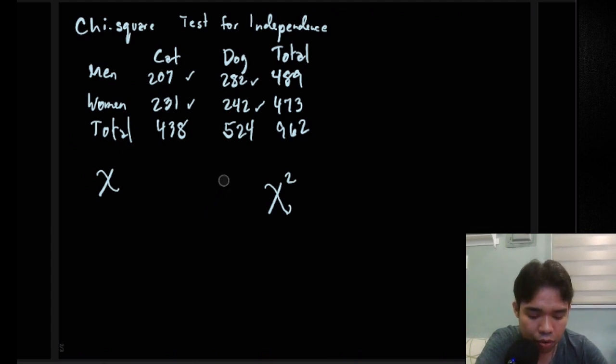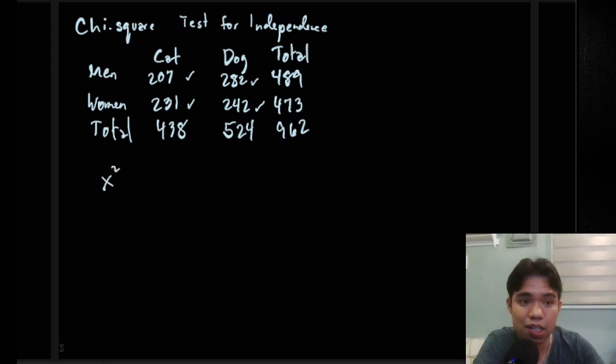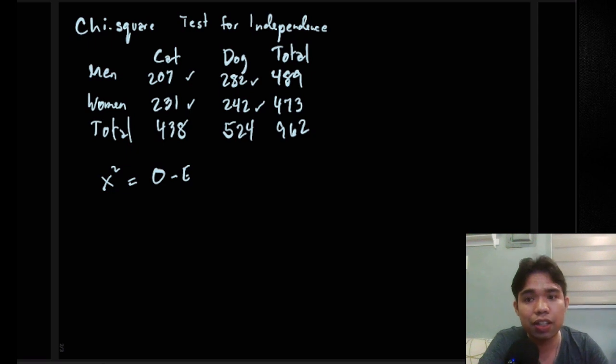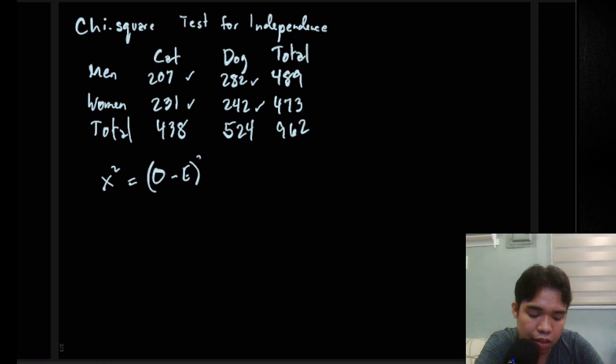So let's make it simple. Just put an X and then square, that's chi-square, equals, and then the formula is observed, which is the real data that you have, minus the expected value, squared, divided by the expected value. The expected value will still be computed. So we subtract the observed minus the expected.